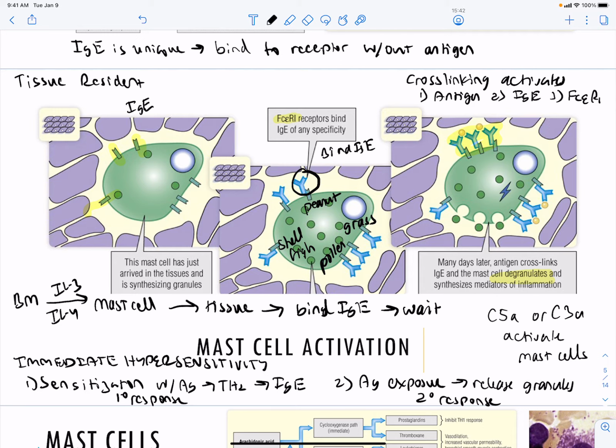The first time you see the antigen and you respond to the antigen and make IgE, you don't get an allergic response. You don't get an inflammatory response. It's the second time you see that antigen is when your body gets that secondary response, that allergic response.